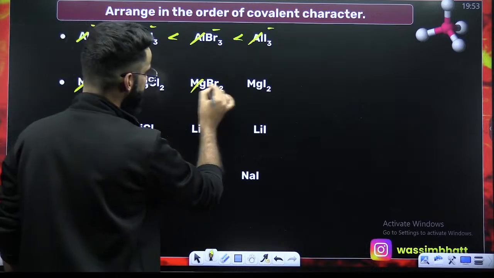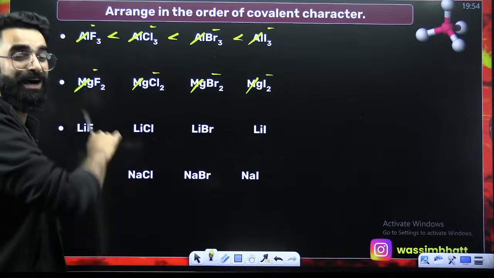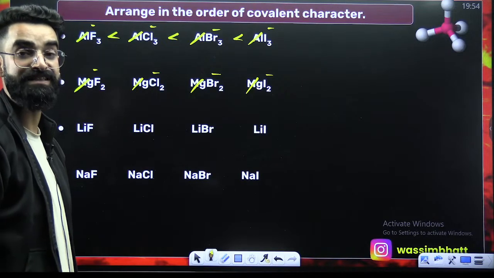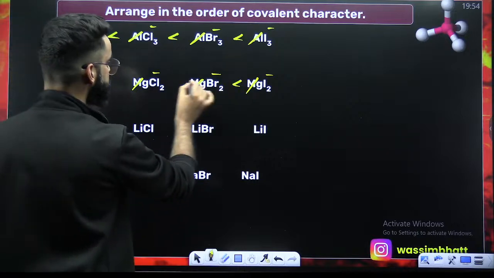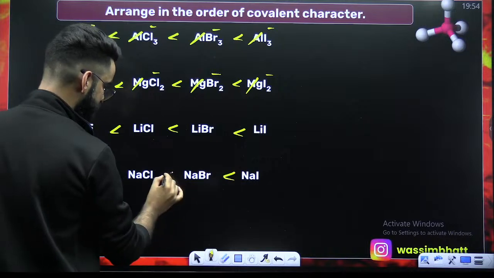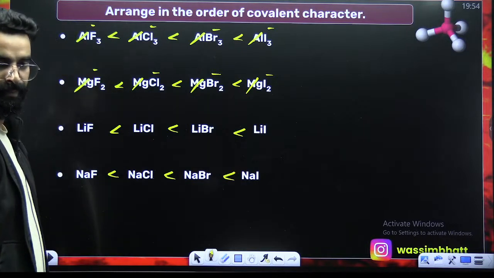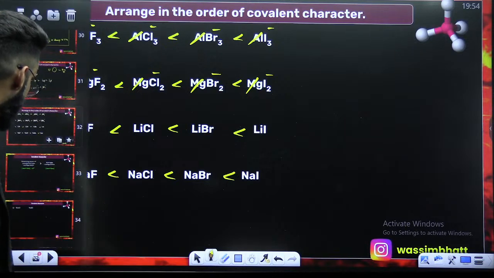Cation everywhere is same. Talk in terms of anion. F negative, Cl negative, Br negative, I negative. Charge on every anion is same. Talk in terms of size. More the size of anion, right? More is the covalent character. Same goes for this and same goes for this. I believe all these questions are perfectly clear to you.